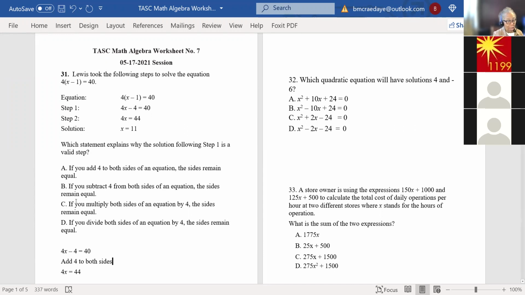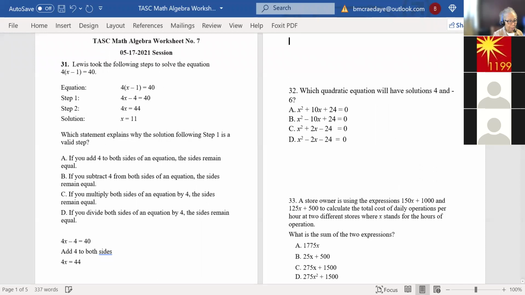All right. And if you add 4 to both sides, you get this. Plus 4 minus 4 will go to 0. So you'll have 4x left, and 40 plus 4 is 44. So what is your answer, Vanessa? A. That's right, Miss Barbara. Answer A.